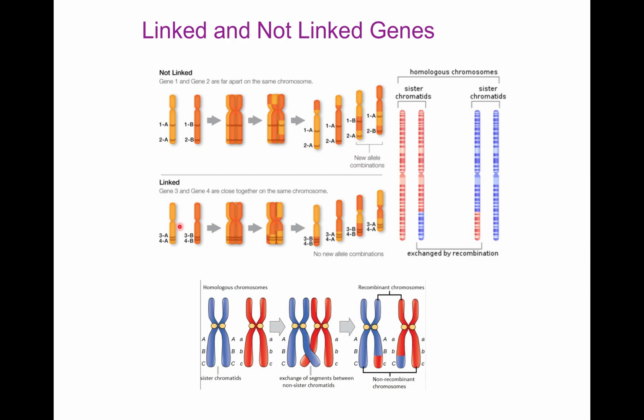These are linked genes 3 and 4. 3A and 3B are allelic forms of gene 3, and 4A and 4B are allelic forms of gene 4. Then these are the 3A, 4A, 3B, 4B, 3A, 4A, 3B, 4B. They are linked together, so there is no new allele combination. In the first case there is a new allele combination. Why? Because gene 1 and gene 2 are far apart on the same chromosome. But there is no new allele combination here because they are close together on the same chromosome.